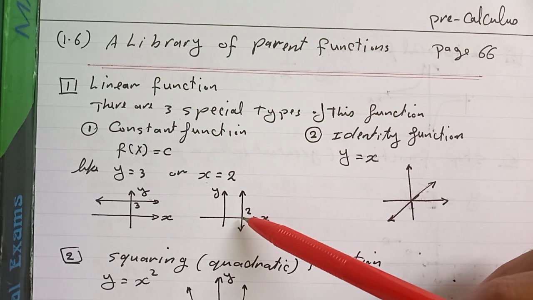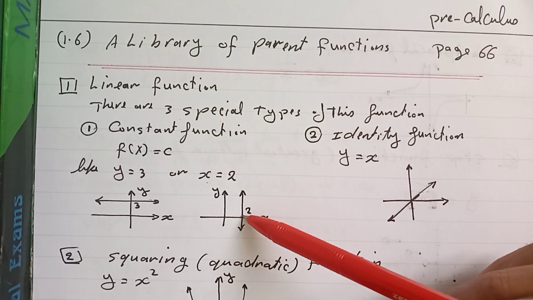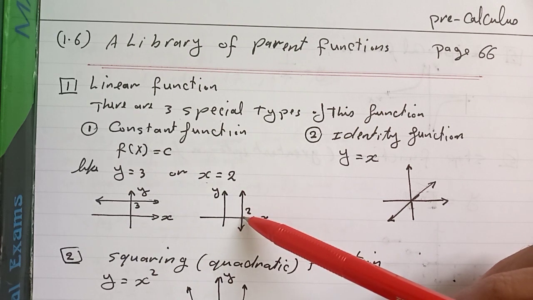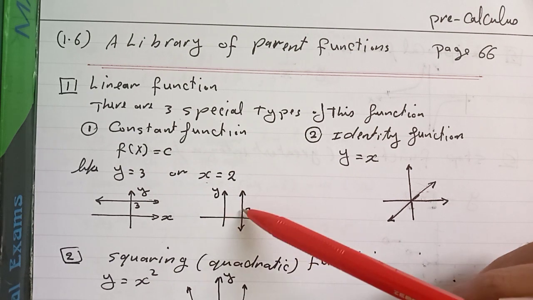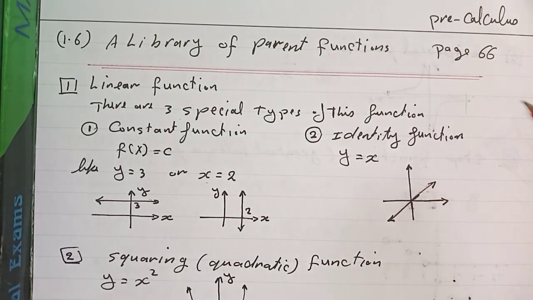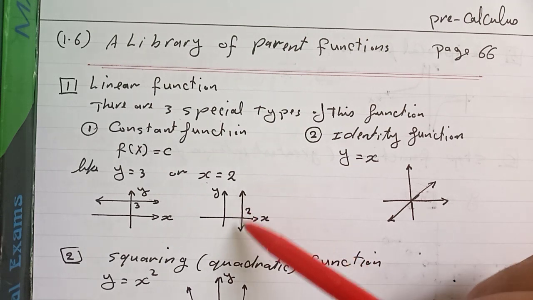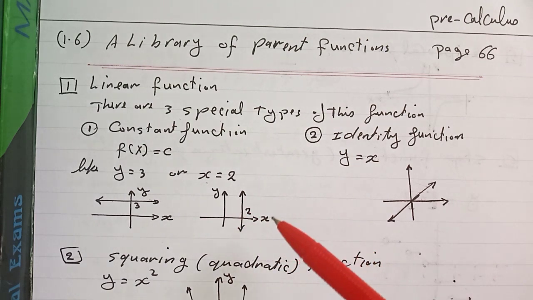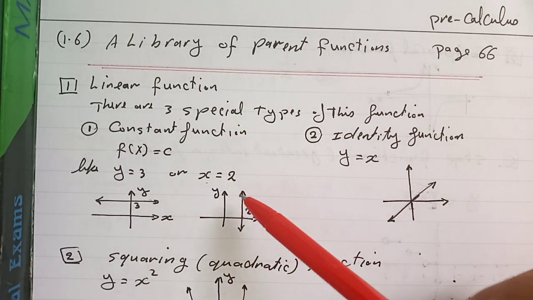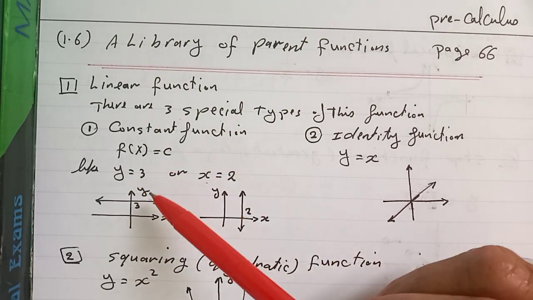Here it's the opposite. The domain is only 2. x can take only 2. But the range is all real numbers, because when x equals 2, y can get any number: 1, 2, 3, and so on. But look, this is not a function, because for a function, for every x there is only one y. This is one x and there are many y's. So this is not a function, but this is a function.